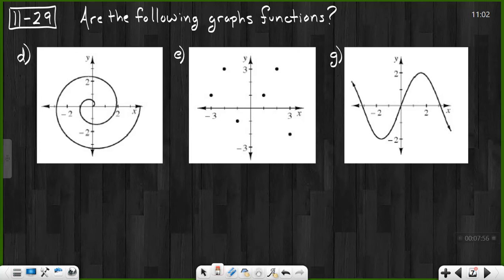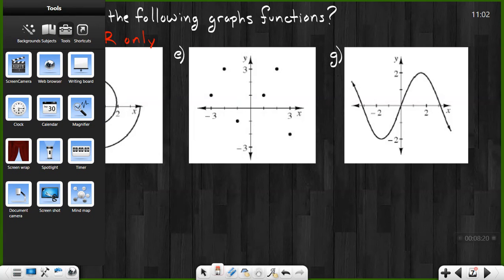That means any vertical line should only touch the graph once. If I draw that vertical line again, I see it touch the graph 1, 2 times. That means it has 2 outputs for that one input. So it's not a function, it is a relation only.